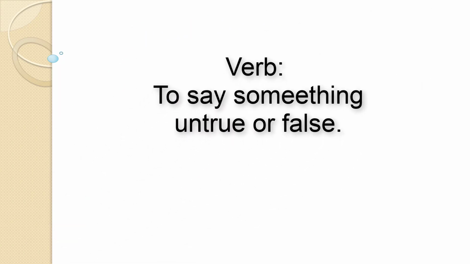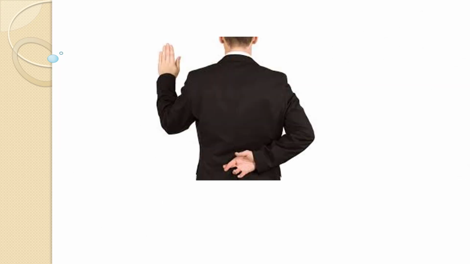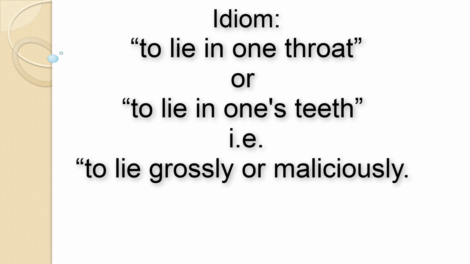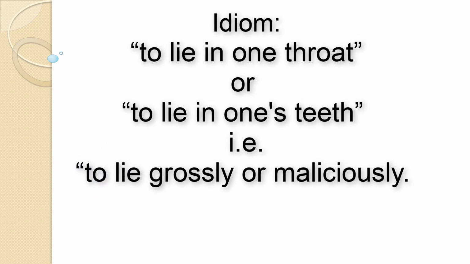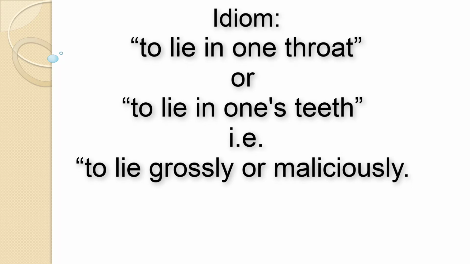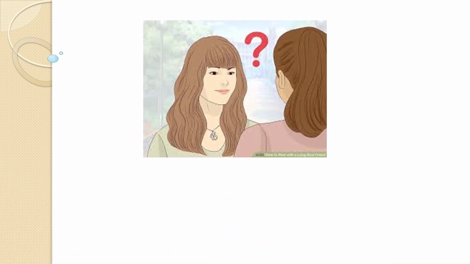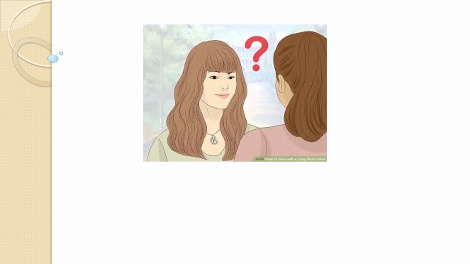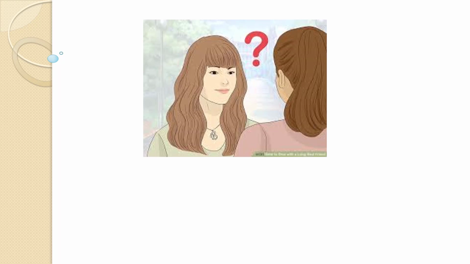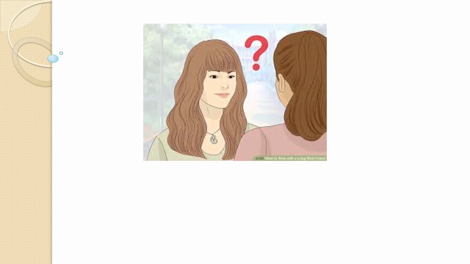Now let us take its function as a verb. As a verb, as we have said before, it means to speak falsely or to say something untrue, and the synonym is also prevaricate or fib. There is an idiom also using this verb lie, that is to lie in one's throat or to lie in one's teeth. That is to say, to lie grossly or maliciously. For example, if she told you exactly the opposite of what she told me, she must be lying in her teeth. हिंदी में इसको कहते हैं जैसे कि उसके मुंह पे ही झूठ बोल देना. To say something untrue quite openly, quite grossly.